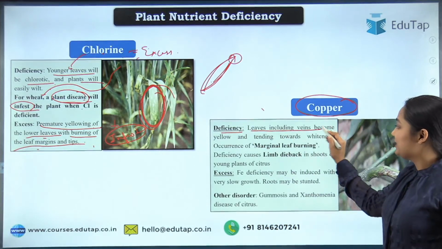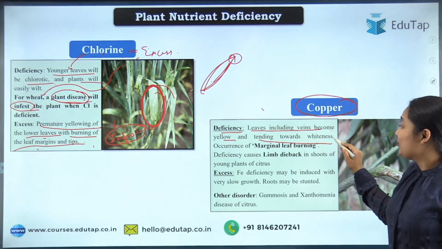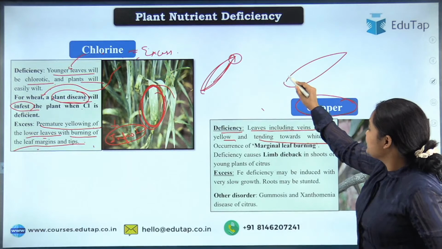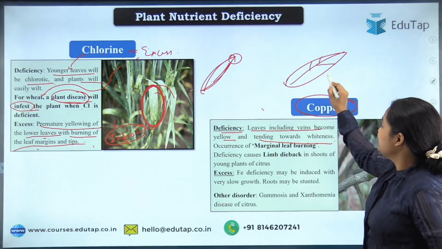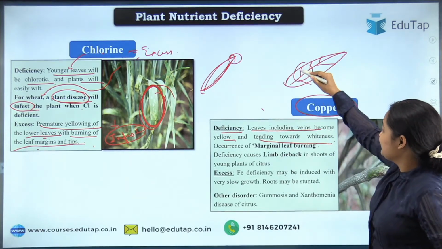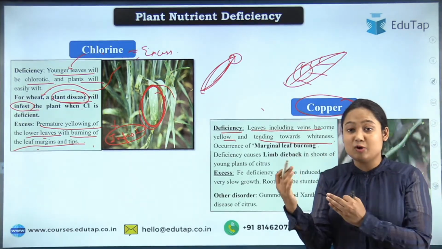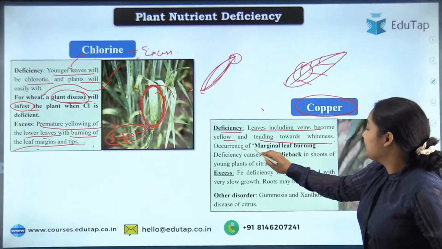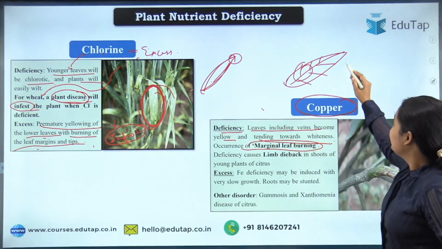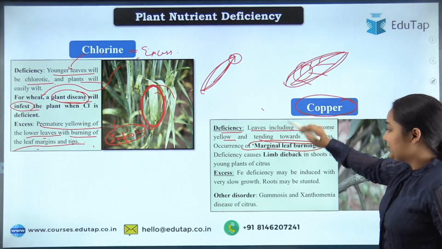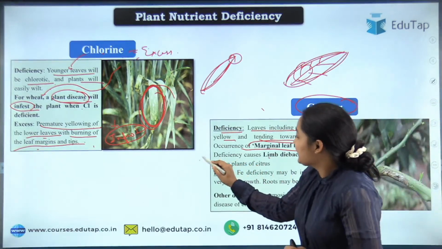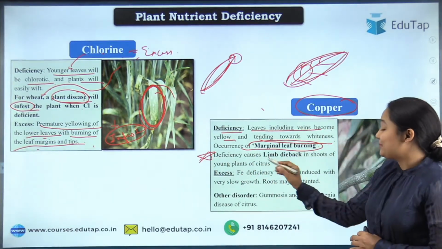Deficiency: the leaf, including the veins, becomes yellow, tending toward whiteness. So first of all, if this is your plant and these are the veins, what will happen? These veins will either become yellow and slowly start growing white. Then there is the occurrence of marginal leaf burning. Again, these margins seem like they are burning, and this is again important for your NABARD examination.